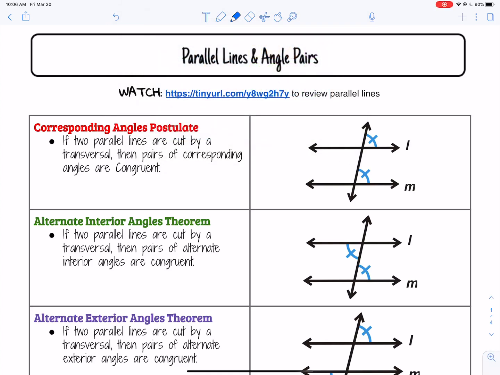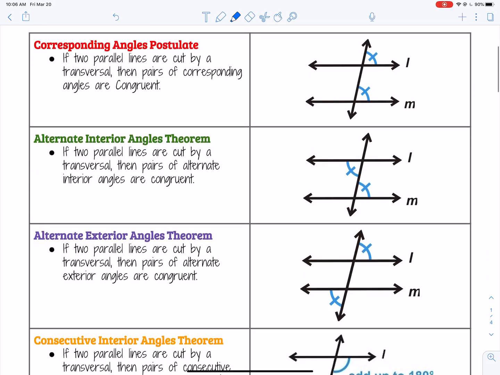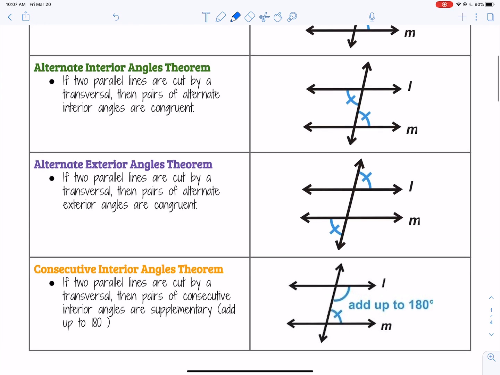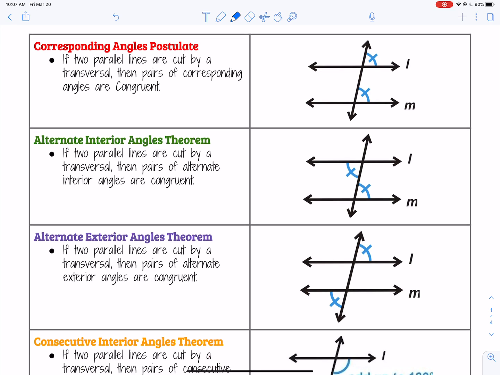In this video, we're going to talk about parallel lines and angle pairs. So there's the corresponding angles postulate, the alternate interior angles theorem, the alternate exterior angles theorem, and the consecutive interior angles theorem. So let's just review those and go over some examples.